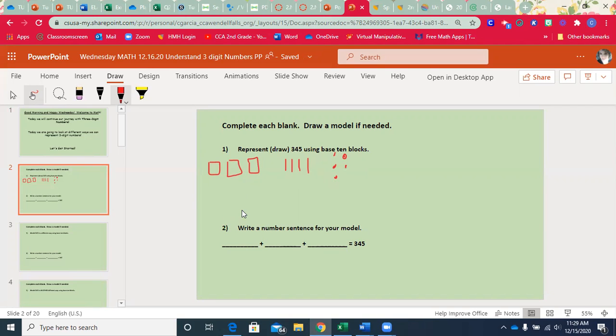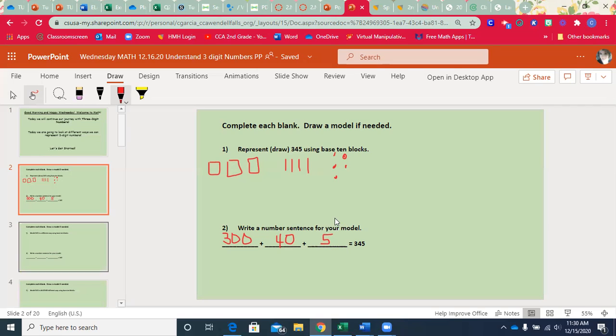And then I'm asked to write a number sentence for this model. And remember, when I'm writing a number sentence, that means I'm thinking about values. So if I have 100, 200, 300, the value of 300s is 300. And then if I look at my tens, I have 1, 2, 3, 4. But if I count them for values, I have 10, 20, 30, 40. And that's why we need to know how to skip count. So the value of 4 tens is 40. And then the value of 5 ones is 5.